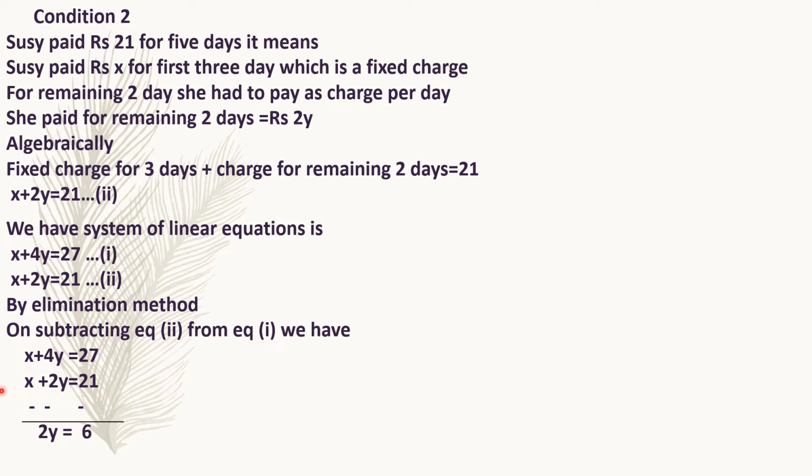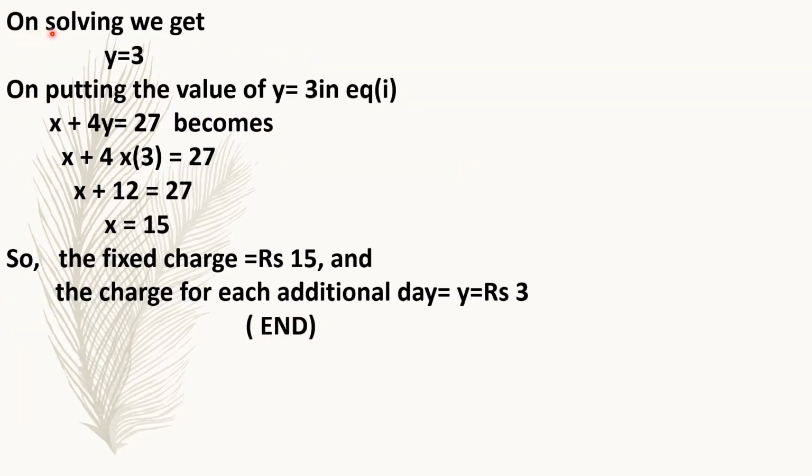We arrange these equations in horizontal form. During that subtraction, the sign will be changed. 21, which is a positive sign, becomes negative. 2y, which is a positive sign, becomes negative, and x, which is positive, becomes negative. On solving, we get 2y equals 6. So on solving the previous equation, we get the value of y equals 3.